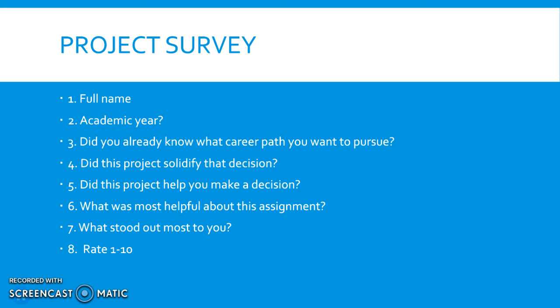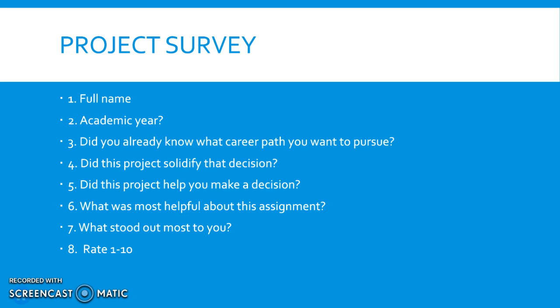I gave them a project survey as well a few weeks before the project was due. I just wanted to get some data to look at about their personal feelings on the project itself. If they found it useful or not. These are the 8 questions I asked. They were worded a lot better. I didn't want to fill the slide with the verbatim questions.